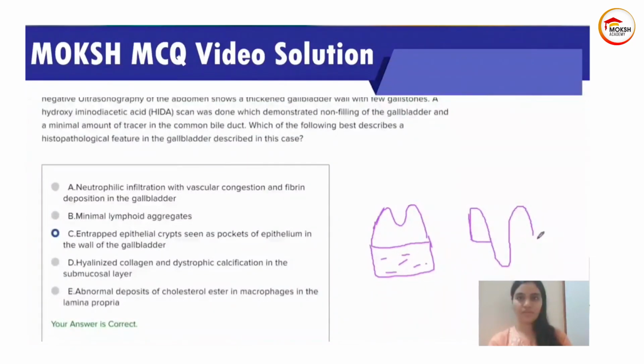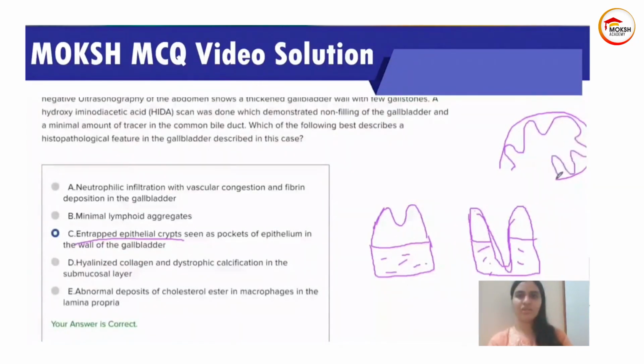This is a layer beneath it, right? This sinus formation is entrapped epithelial crypts. This is an epithelial crypt. It is entrapped in the wall of the gallbladder. So if this is a column, this is how it's seen. This is a microscopic finding. I don't think you'll be given a histo picture where you have to spot this. This is something that happens. This is a classic finding in case of chronic cholecystitis, and it is called the Rokitansky-Aschoff sinus.